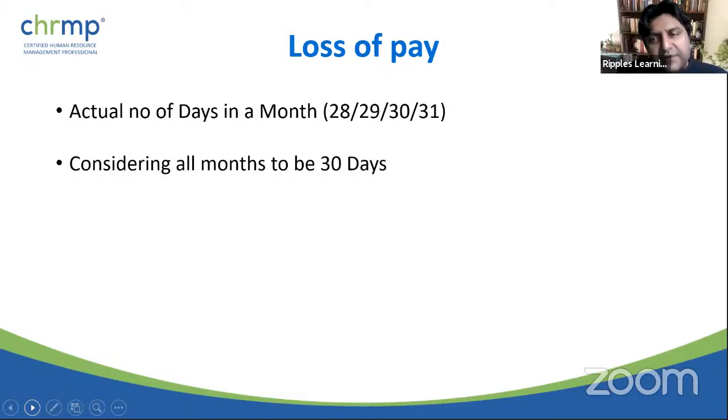We talked about number of leaves. We talked about national holidays. We talked about weekly offs. We talked about optional holidays. We talked about casual leaves. We talked about sick leaves. We talked about maternity leaves. We talked about bereavement leave. We talked about earned leaves. So these are different types of leaves that we are talking about.